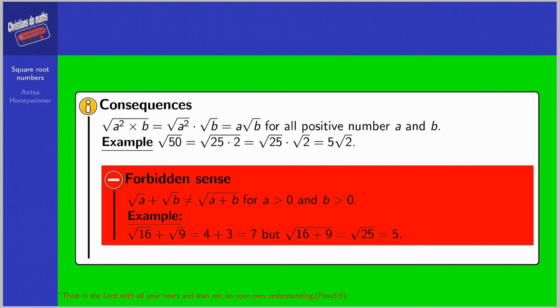But we cannot share the square root sign with addition. So we have square root of a plus square root of b is not equal to square root of a plus b. If we take two positive numbers, for example, we see that square root of 16 plus square root of 9 equals 7, but square root of 16 plus 9 equals 5.